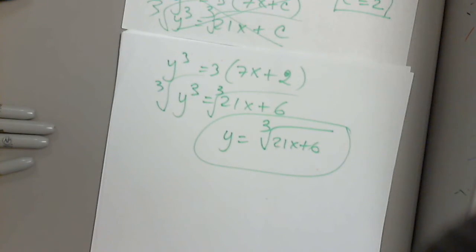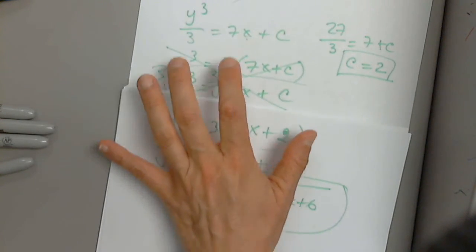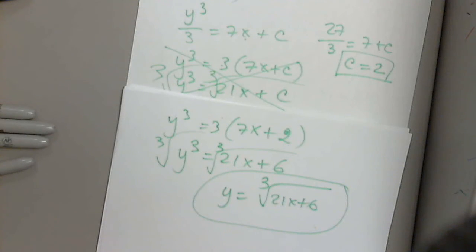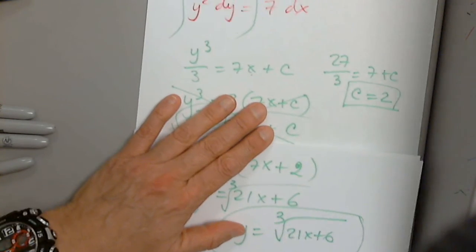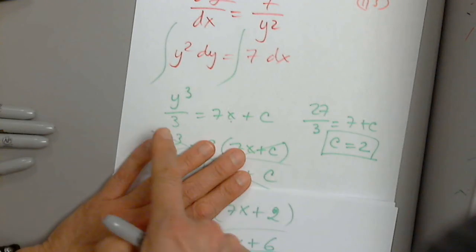We can find it now or we can find it later, but I prefer finding it before you take the cube root. It's easier. So this was not a mistake, but it's easier if we determine c. Yes? How did you get c equals 2? Because I'm told y is 3 when x is 1. So I plugged in 1 and I plugged in 3.